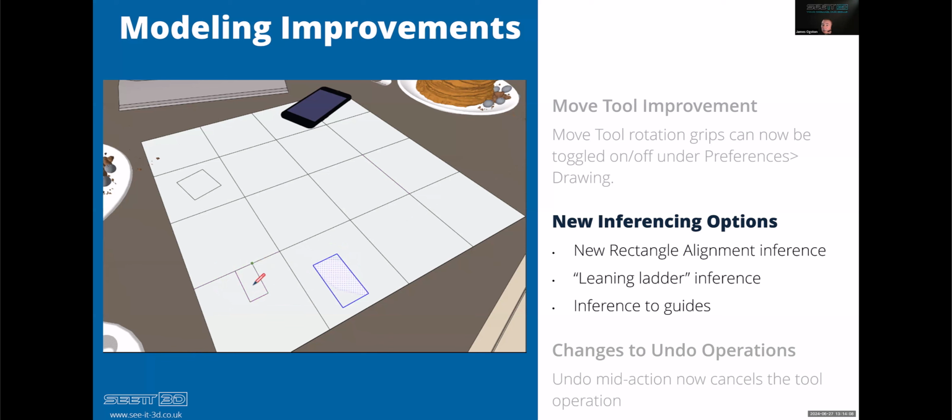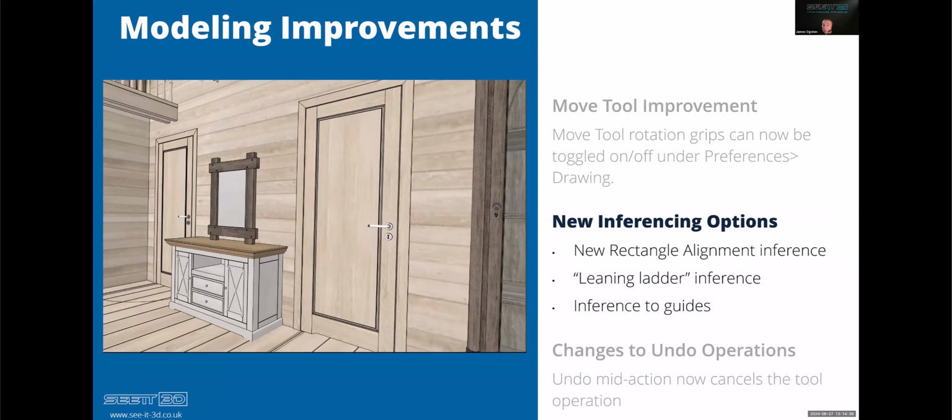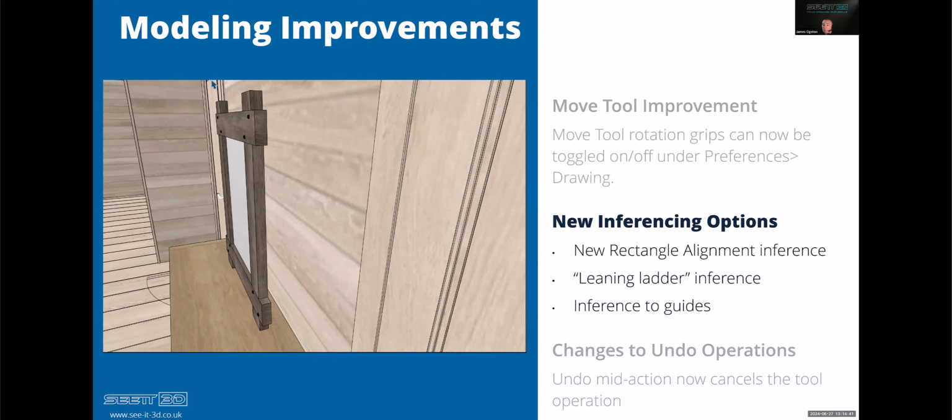So here's an example: the standard pencil tool recognizes the perpendicular inference, but the rectangle tool is rotating automatically now when you touch onto interesting line work that you want to align to. So it's got that alignment feature now, which is really useful. It's going to save you a lot of time when you're modeling and just want to get on with what you wish to do to enhance your models further.